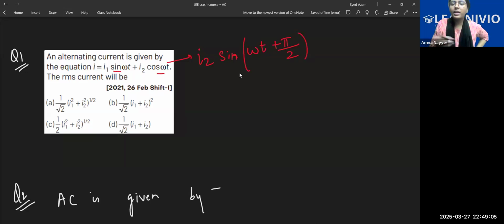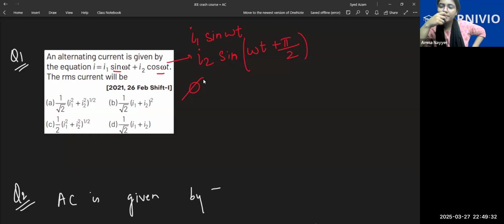Right, because we cannot solve it like this with one as cos and another as sine. And one more thing, now by this, what do we get? We get the value of phi also. This is the extra one, the phase difference. See, if the first equation is I1 sine omega t, and the second equation is I2 sine omega t plus pi by 2, what is the phase difference? Pi by 2, right. So you have the phase difference also. You put it in the equation.